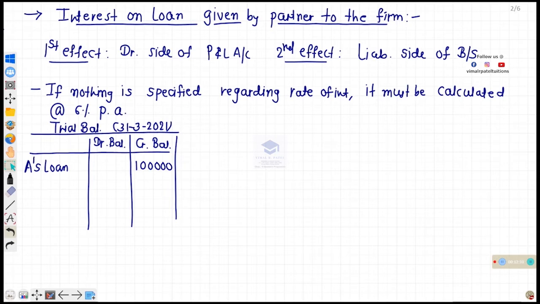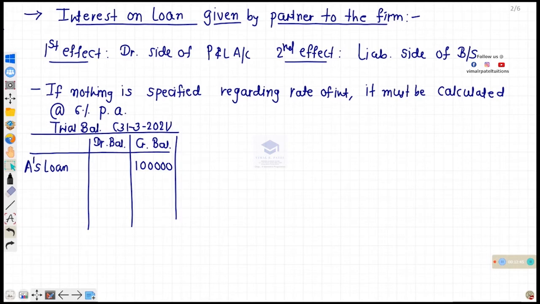So first effect will be on the debit side of P&L account, outstanding interest on A's loan 6,000. Second effect on the liability side of balance sheet, outstanding interest on A's loan.